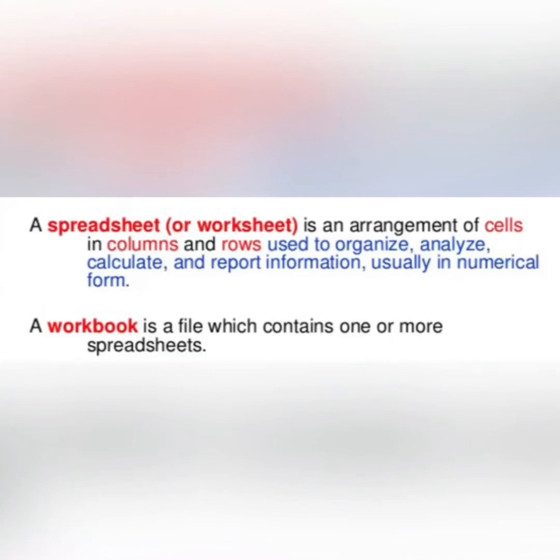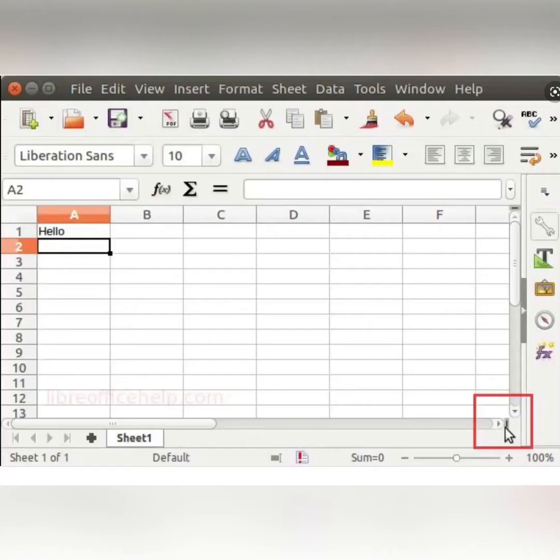If you want to insert an image in your spreadsheet, then click on the Insert menu option and select the image. Selected image will be inserted in your spreadsheet.